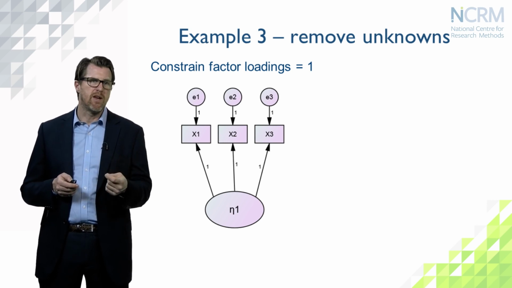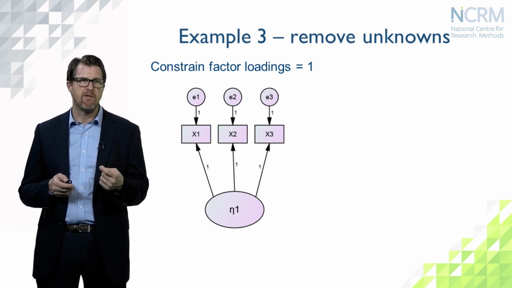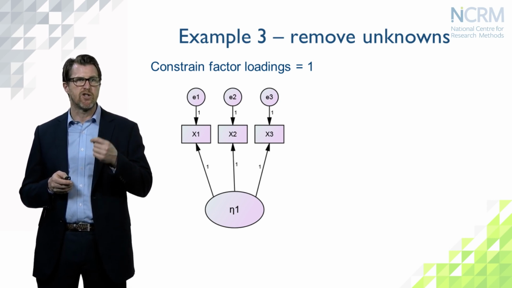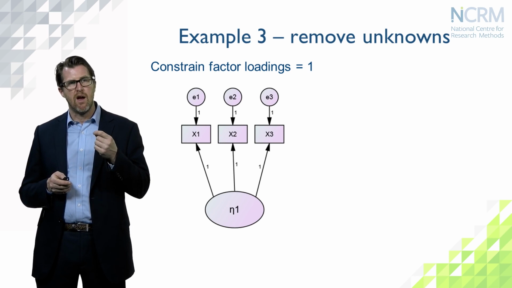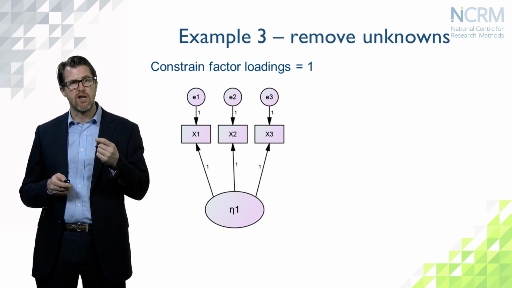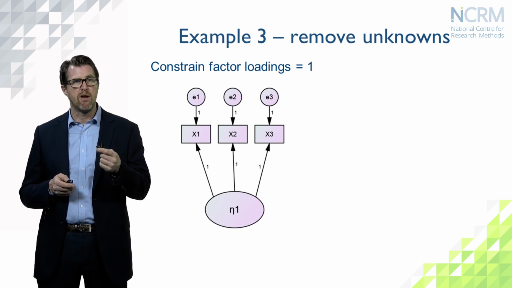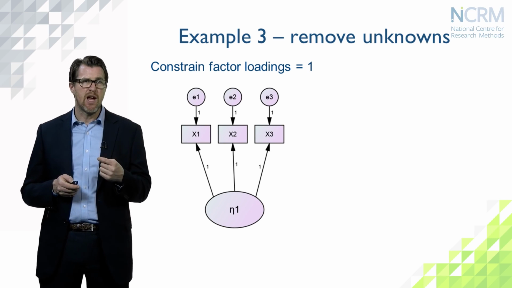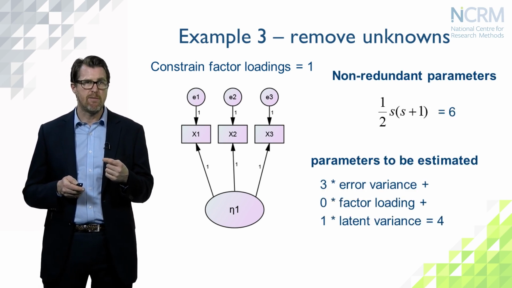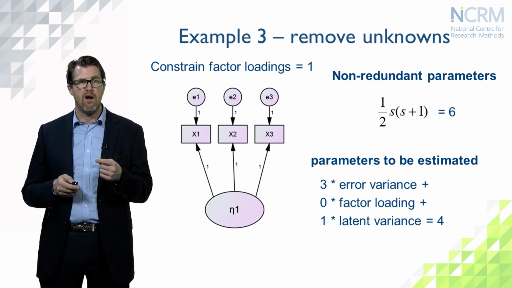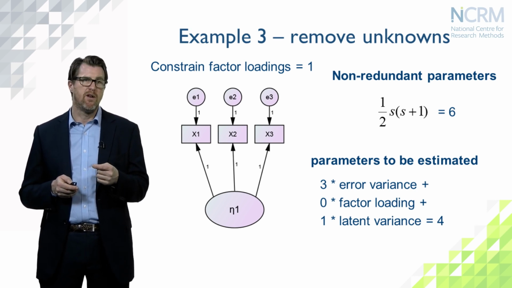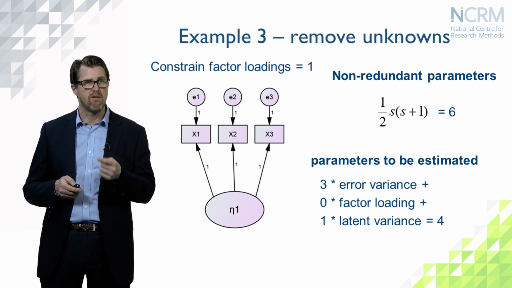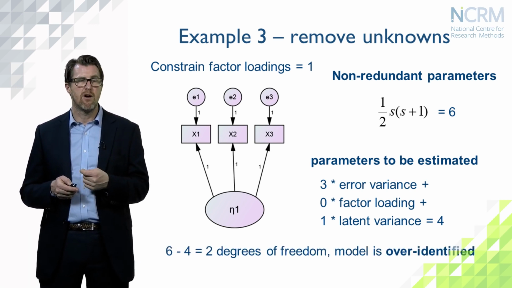Now, this may not be a very theoretically meaningful thing to do. This isn't the point at this particular juncture. What we're showing here is that you can change the identification status of the model by removing unknowns. So we're not estimating these anymore. So we still have 6 non-redundant parameters, but we now are only estimating 4 unknown parameters because we are not estimating any of the factor loadings. So now this model is over-identified.